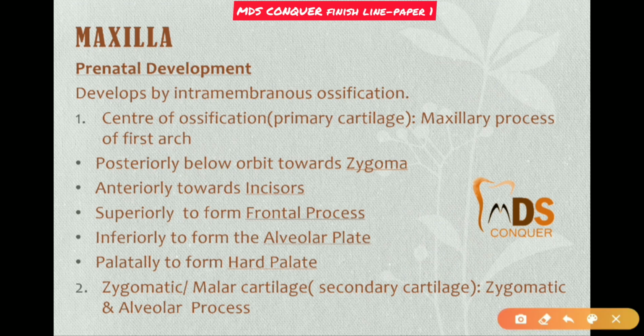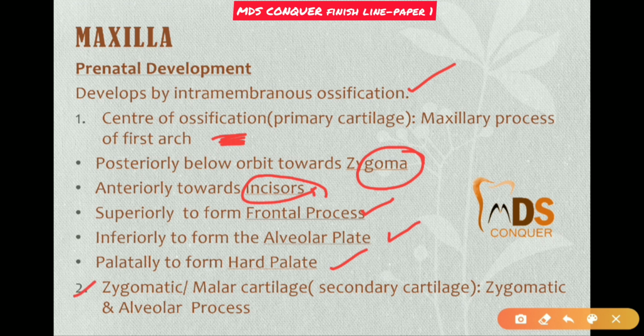And coming to the development of maxilla, it includes prenatal development and postnatal development. It develops by intramembranous ossification, and here anteriorly, this maxillary process of the first arch, the center of ossification will be posteriorly below the orbit towards the zygoma, anteriorly towards the incisors, superiorly to form the frontal process, inferiorly to form the alveolar plate, and palatally to form the hard palate. And the zygomatic or malar cartilage, that is secondary cartilage, helps in the formation of the zygomatic and alveolar process.